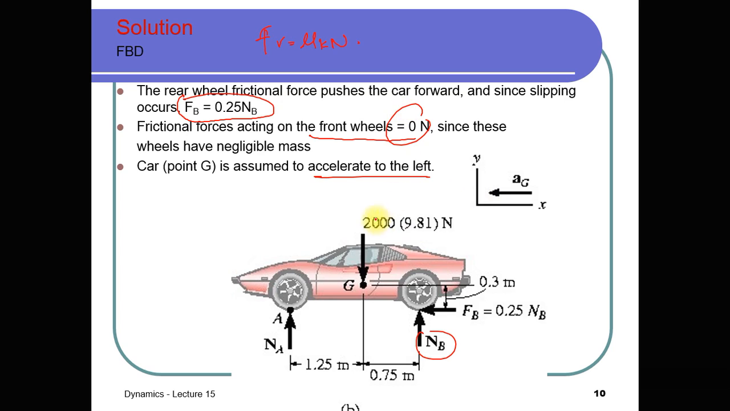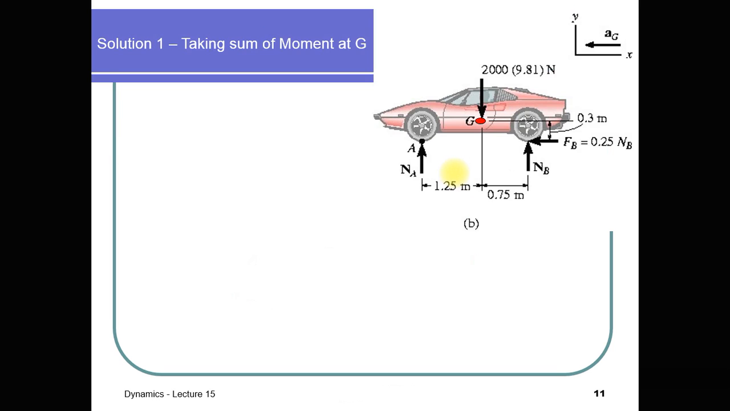A few external forces we can consider: the weight of the car itself, the normal force acting at tire A, and the normal force acting at tire B. Since the coefficient of kinetic friction at the rear wheel is 0.25, there is one frictional force occurring over here. So that is for the external forces.